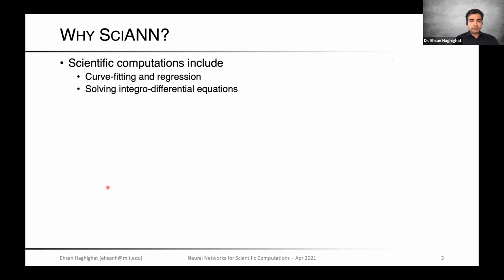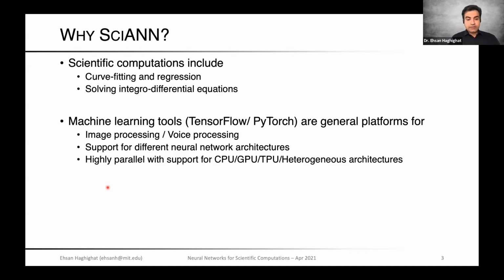And why SciANN? First of all, in scientific computations or in many engineering applications, we do certain things like curve fitting, regression, solving integral equations or differential equations. These are specific tasks where, for example, the input variables to the network are specific, the outputs are specific, and the objectives are very specific.